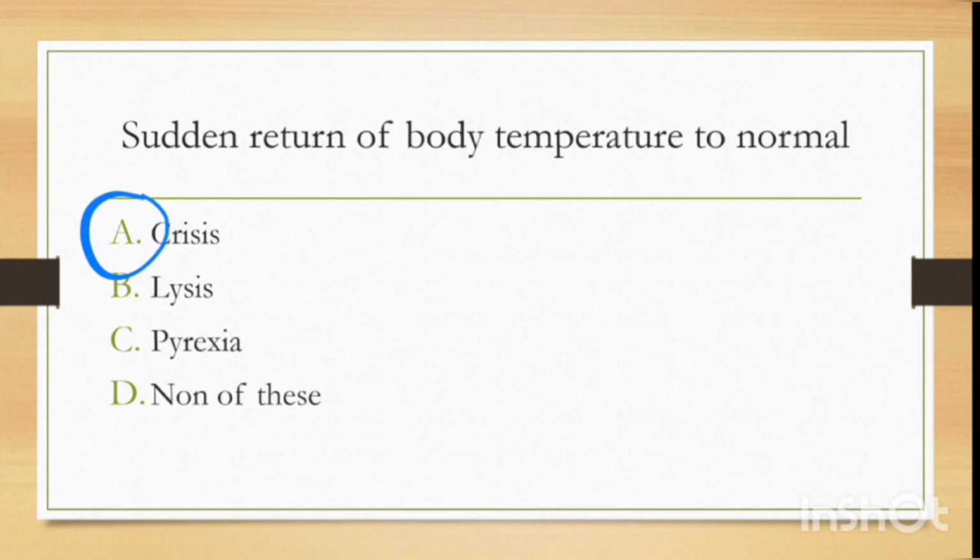Now I want to tell you what a crisis is. Crisis is the onset of sweating. It is due to central thermoregulatory failure and this is called crisis. What is lysis? Rupture of the cell membrane resulting in the removal of the cell content and death of the cell is called lysis. Pyrexia is the body temperature going above 100.4 degrees Fahrenheit, that is called pyrexia.